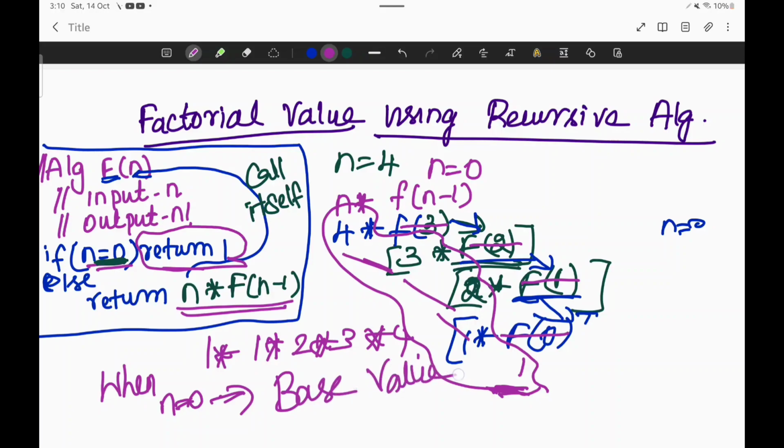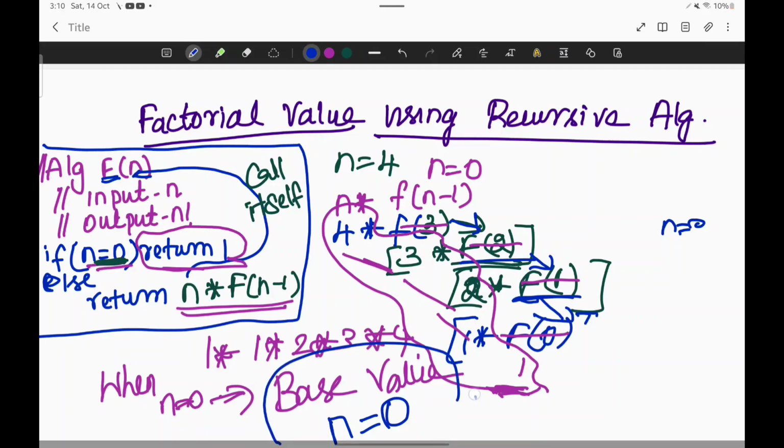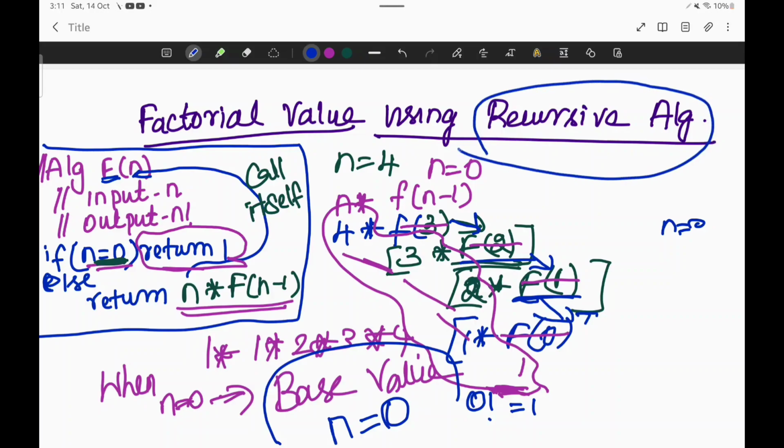So what is the meaning of base value? It is when the function calling itself will be stopped. So n is equal to 0. When n is equal to 0, that is the base value, or else we can say 0 factorial is equal to 1. At that point we can say that is the recursive algorithm.